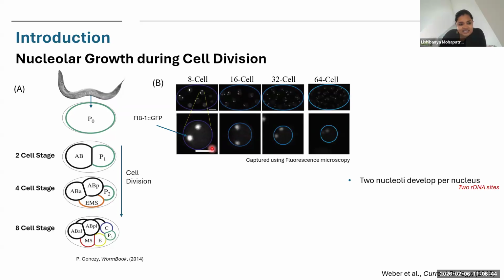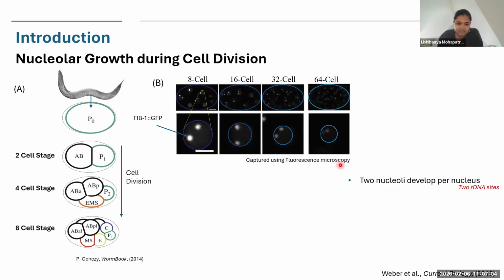As the cell divides in this early development from 8 to 16 to 32 to 64, we see that the nucleus gets smaller and smaller, and so do the nucleoli amongst them. Now, you'll notice that there's always two nucleoli per cell, and that is because there are two rDNA sites where the nucleolus is assembling from.